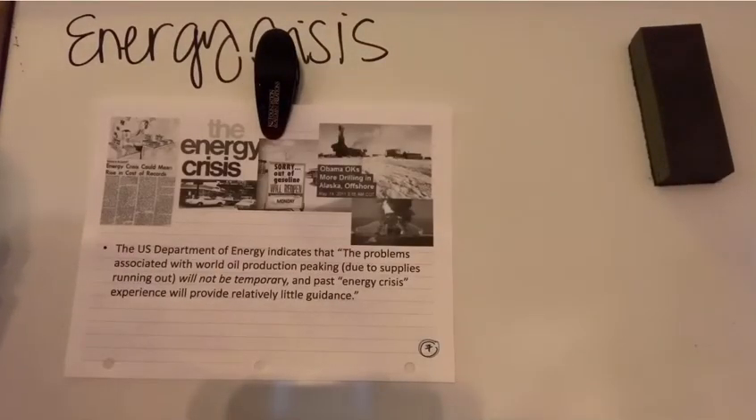So moving on with this energy crisis, the U.S. Department of Energy indicated that the problem associated with, for example, world oil production peaking, this was due to the supplies running out. It won't be temporary, and past energy crisis experience will provide relatively little guidance. So kind of what that is saying, we've experienced energy crisis situations before, but in the case of world oil production peaking, it's not temporary, and it's something very new to us. The energy crisis experiences that we've had in the past, we won't be able to use what we've learned from that and apply it to what is happening now.